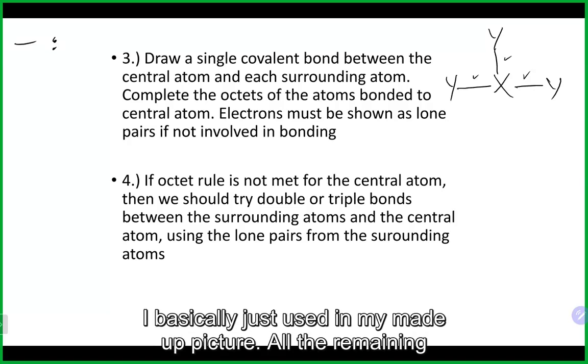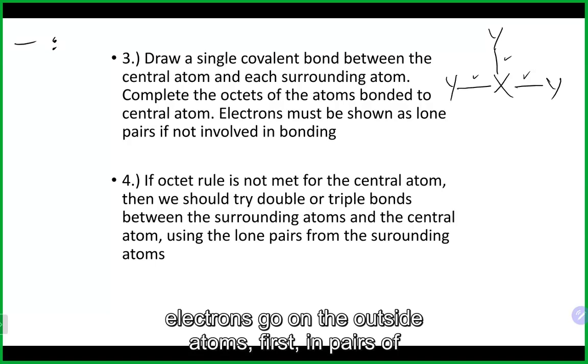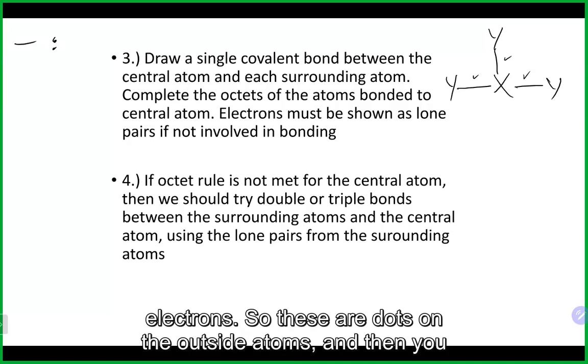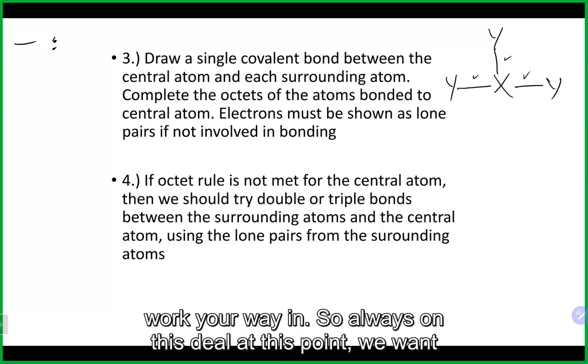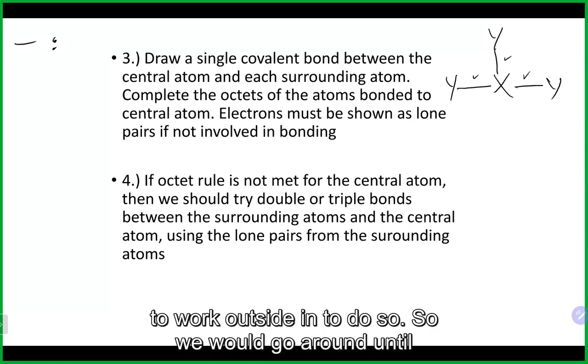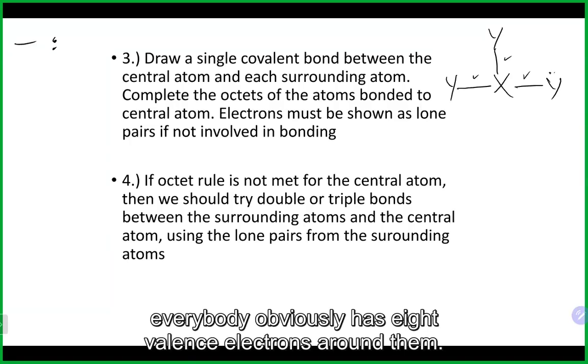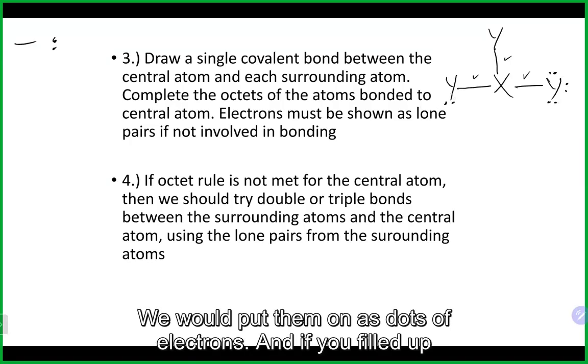All the remaining electrons go on the outside atoms first, in pairs of electrons. So these are dots on the outside atoms, and then you work your way in. Always at this point, we want to work outside in. So we would go around until everybody obviously has 8 valence electrons around them. We would put them on as dots of electrons.